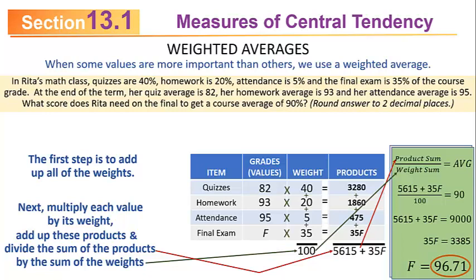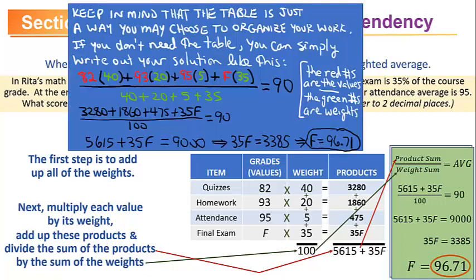The table is my favorite way to organize the calculation, but if you really understand this, you don't have to build a table. I'm just going to throw up the calculation that you would do if you didn't want to take the time to build the table. It's always a quotient, and in the numerator, it's a sum of products. And I used red and green.